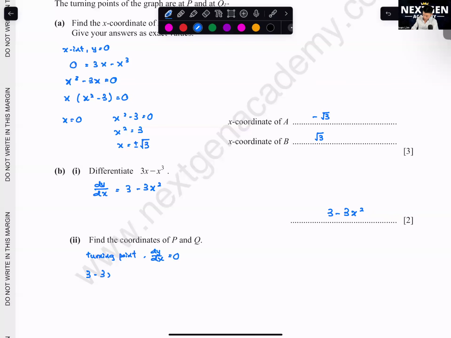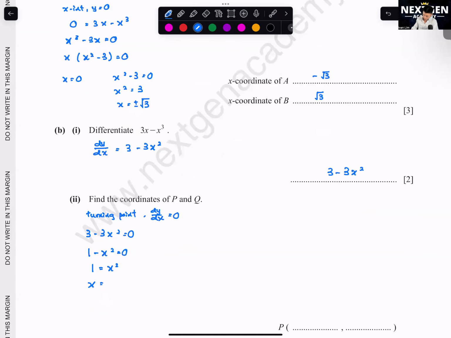Let's solve for this. 3 minus 3x squared equals to 0. Okay, how do we solve this? We can divide by 3 first. So 1 minus x squared equals to 0. 1 equals to x squared. x is equals to plus minus square root 1, plus minus 1. Okay, you got one smaller, one bigger value, right? So P is x is equals to negative 1. Okay, this one point P, x is equals to negative 1. Q, x is equals to 1.